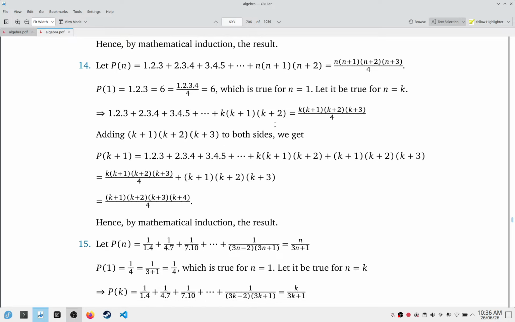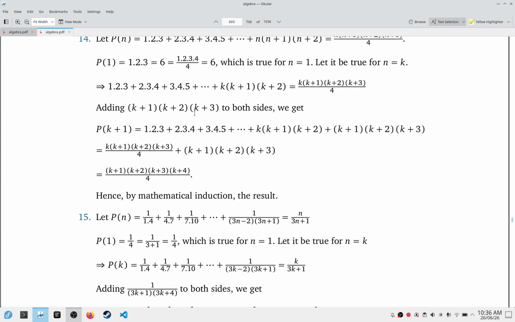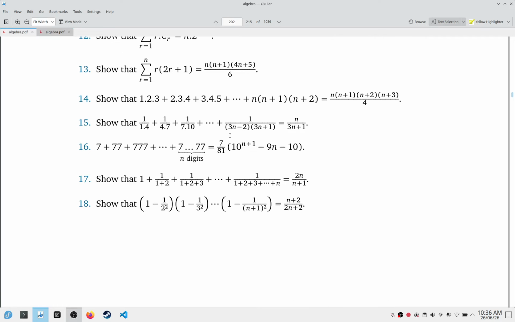We assume that it is true for n is equal to k. So we have this relationship. Once we have that, we add k plus 1 times k plus 2 times k plus 3 to both sides. So our left hand side becomes P(k plus 1) and right hand side upon evaluation becomes k plus 1 times k plus 2 times k plus 3 times k plus 4 by 4. Hence, by mathematical induction, we have the result.